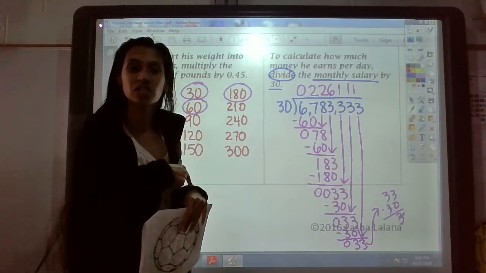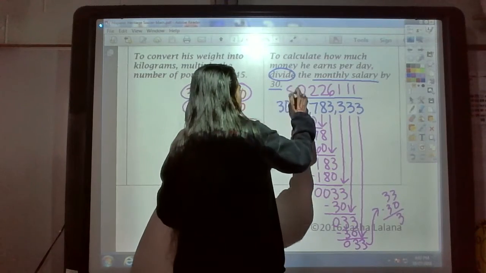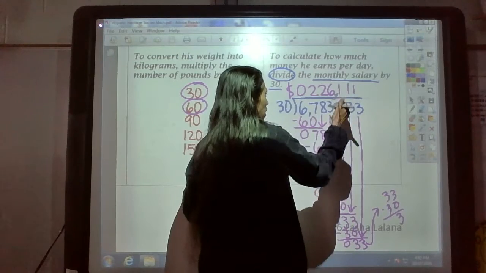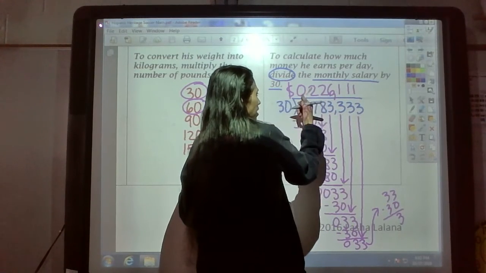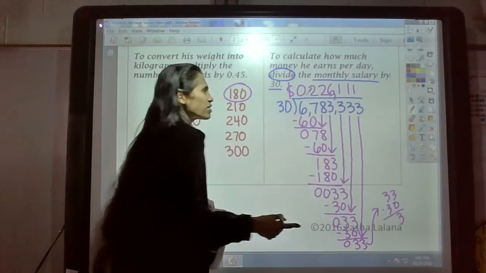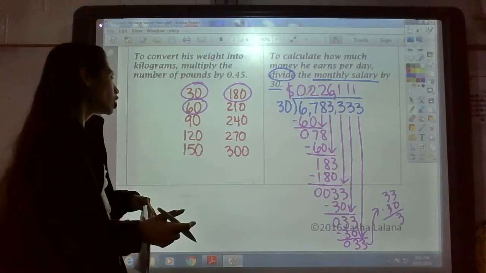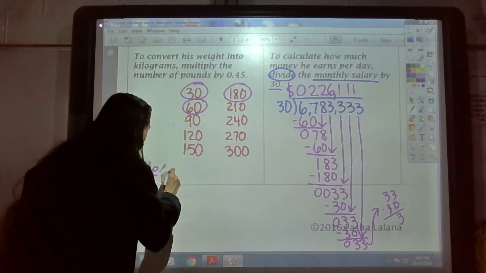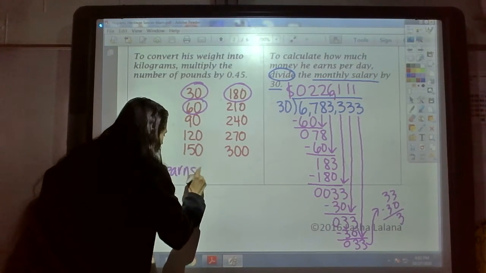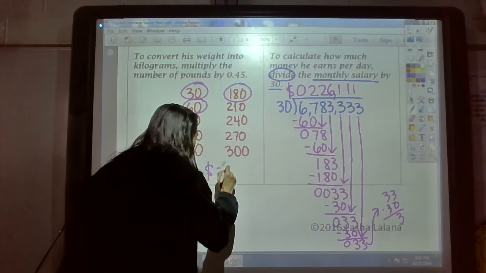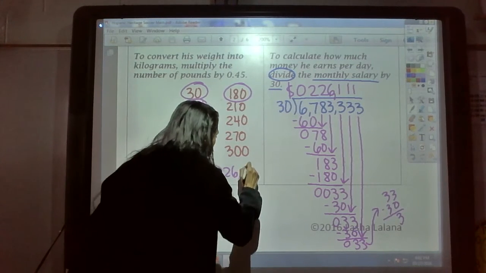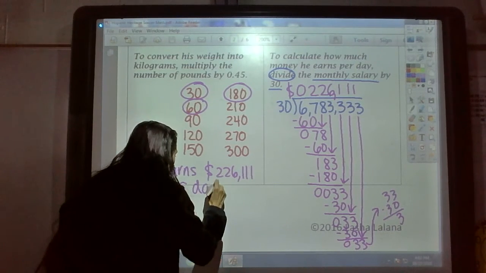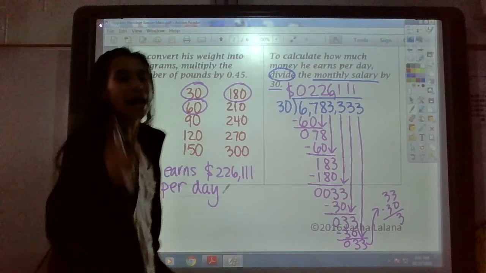Now we need a unit. What's the unit? The dollar sign and the comma. I can count 1, 2, 3, or I can just bring it on up. No comma because that's a 0. So we have that answer, $226,111. Write your sentence. He earns $226,111 per what? Per day.